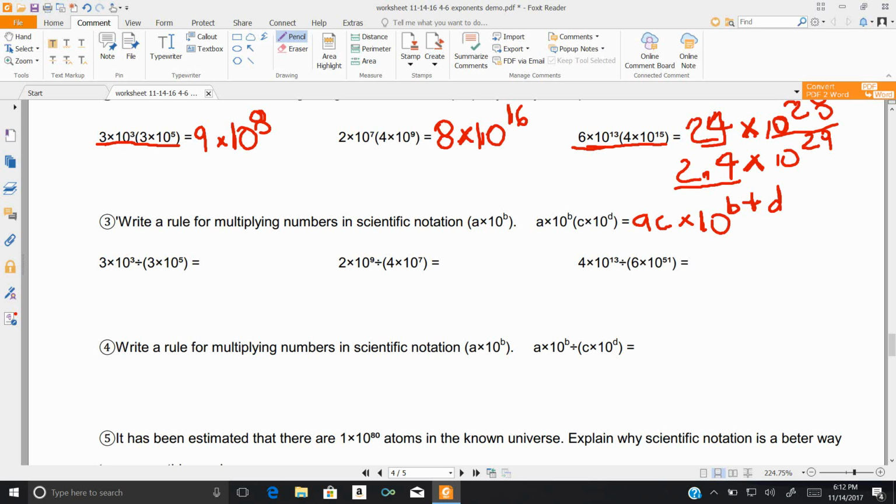scientific notation. So I have 3 times 10 to the third divided by 3 times 10 to the fifth. So I have 3 divided by 3, which is 1. And then I have 10 to the third divided by 10 to the fifth. Okay. And since I'm dividing, I can subtract the exponents. So this equals 1 times 10 to the negative 2.